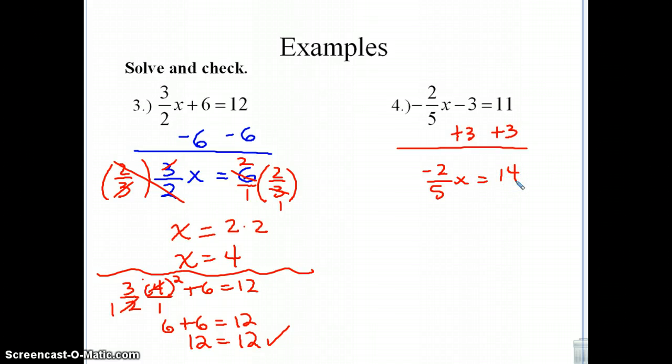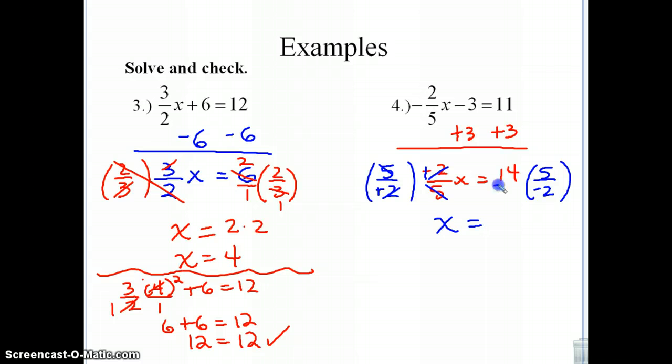I want to eliminate that fraction, so I'll multiply by the reciprocal, 5 over negative 2. You'll see two problems ago I put the negative in the numerator. This problem I put the negative in the denominator to show you can do it either way. The 2 negatives cancel, the 2's cancel, the 5's cancel. I'm left with x equals.